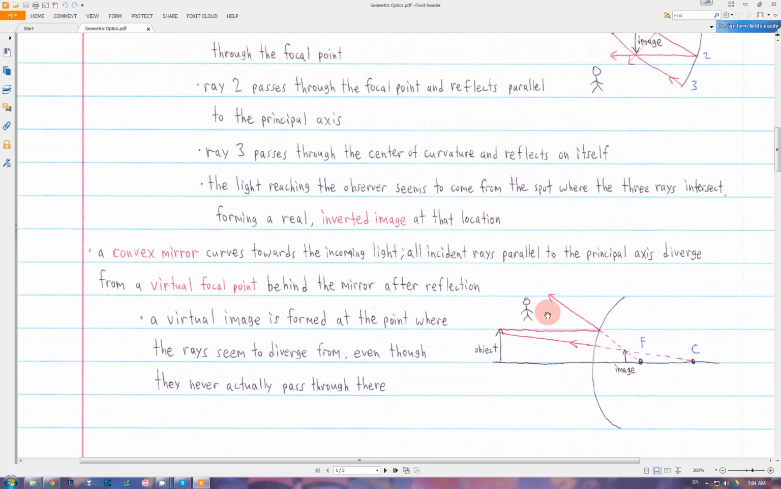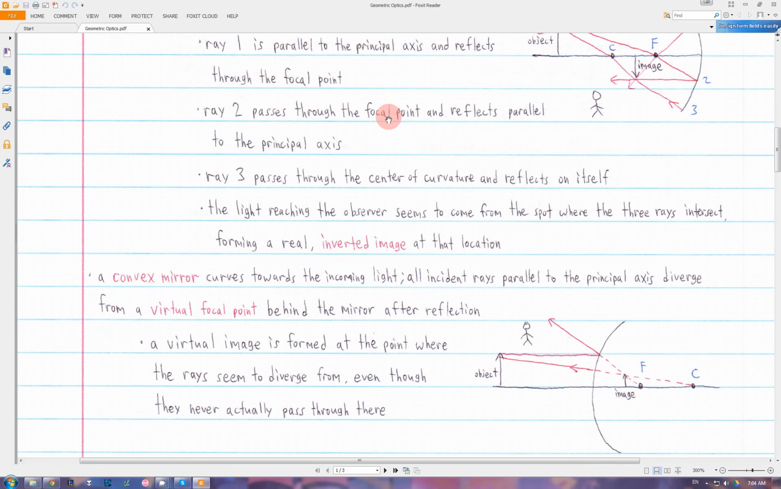So the easy rules for a ray diagram in a convex mirror are the same as for a concave mirror, just with a couple of modifications. So remember, the first ray, parallel to the principal axis, reflects through the focal point. Well, in a convex mirror, same thing, but it appears to diverge from the focal point. It doesn't actually pass through it.